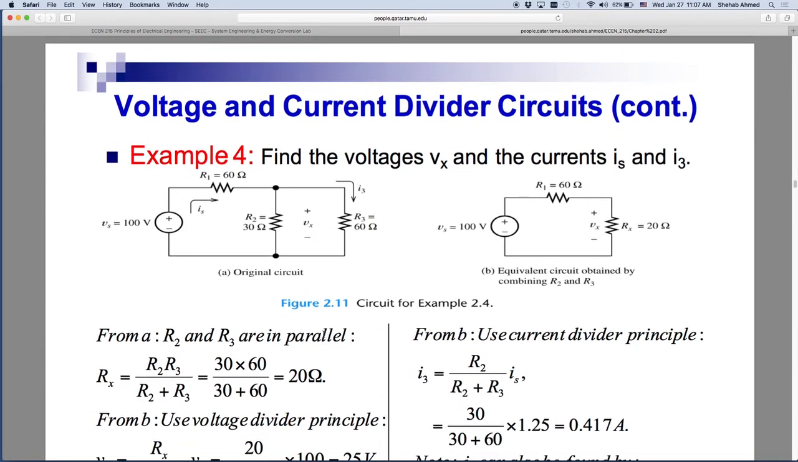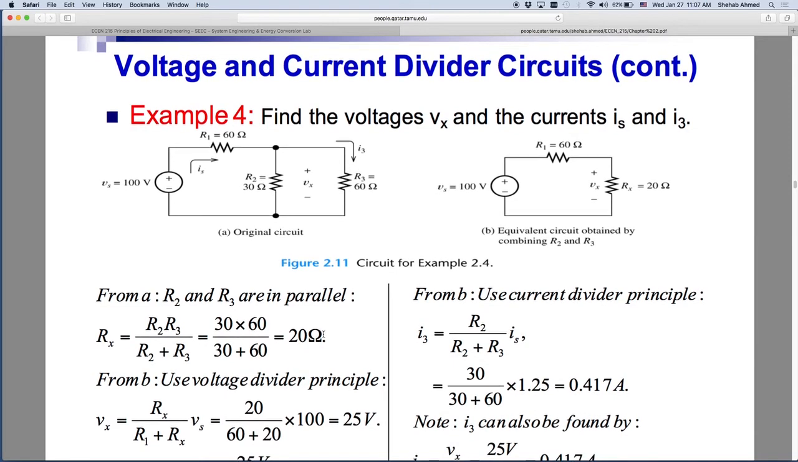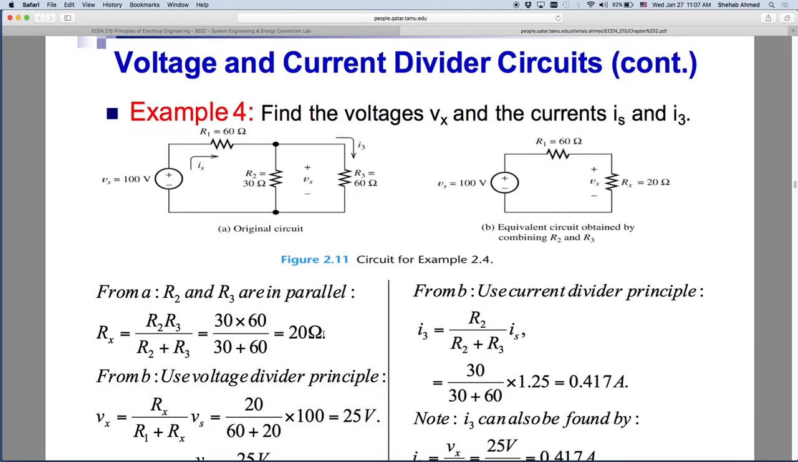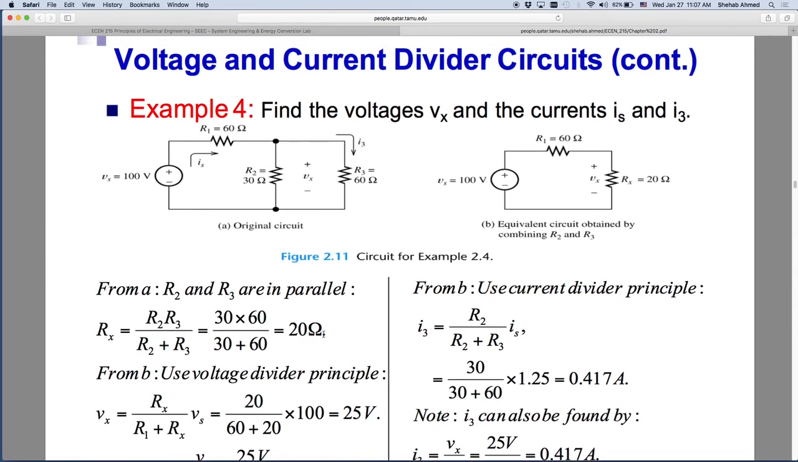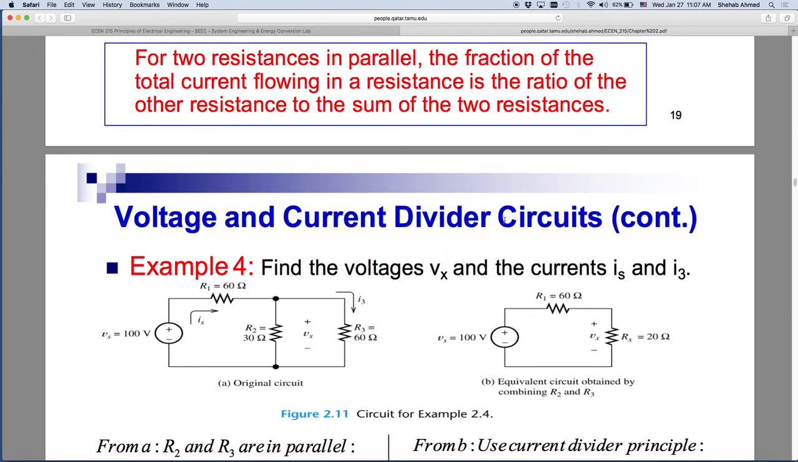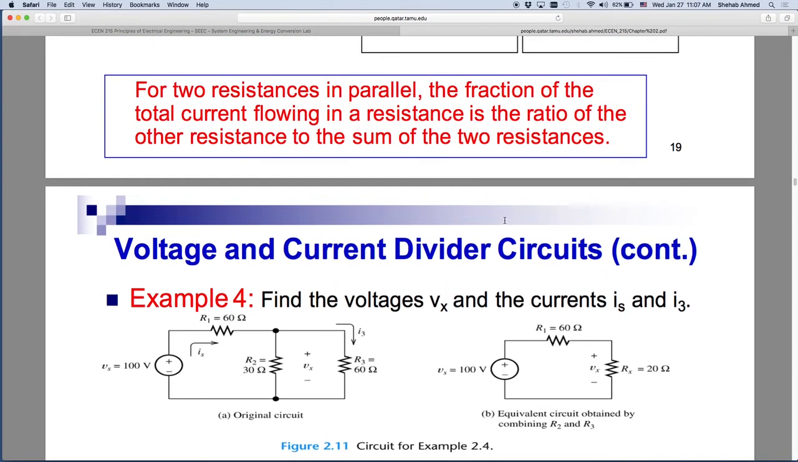Let's do some more examples. We'd like to find the voltage Vx. Vx is the voltage here across the parallel resistances, and the current source IS, and R3. Okay, so what do we do? Can somebody walk me through it?